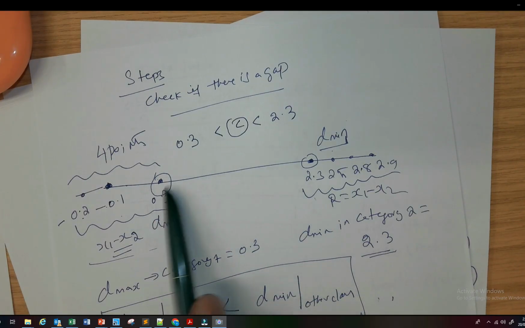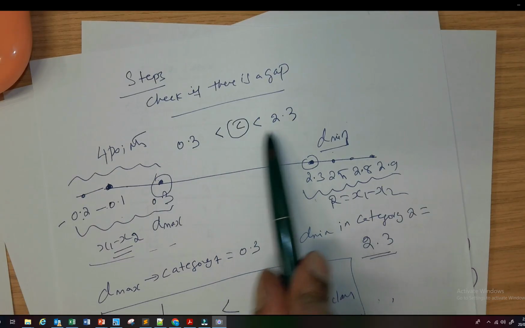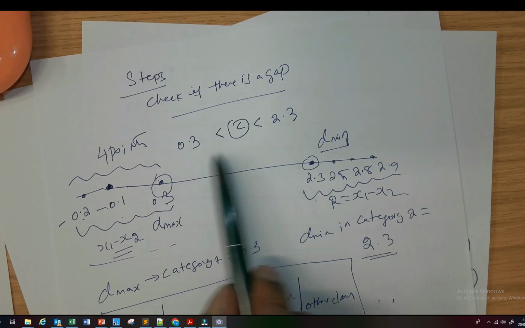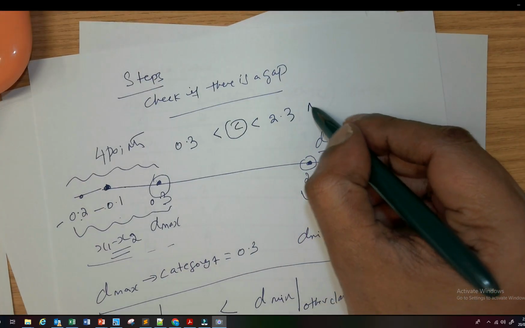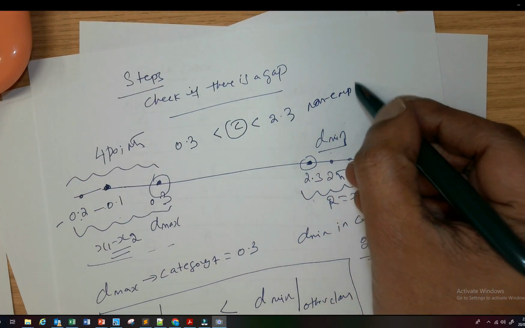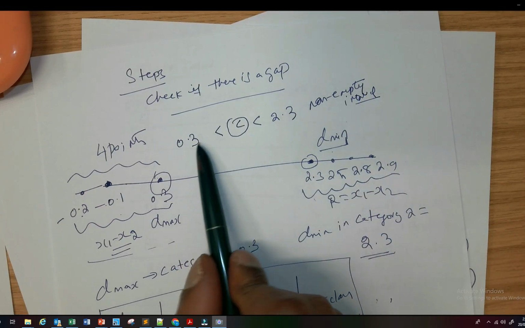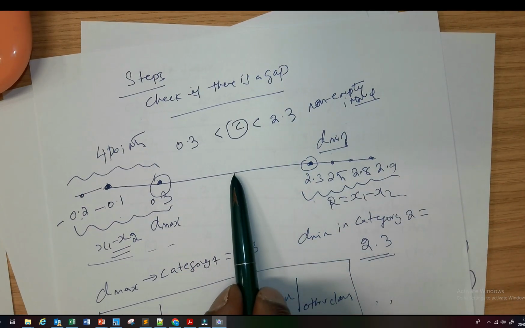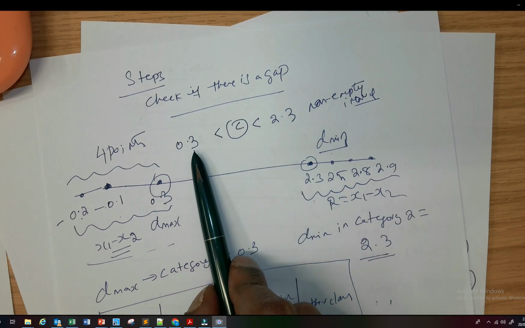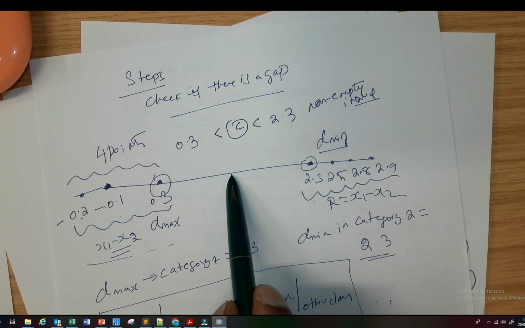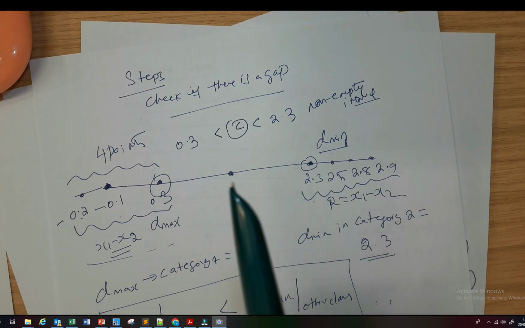So this is something they call a non-empty interval. There is a clear gap. If there exists a gap, in the language of mathematics, it's called a non-empty interval. That something exists between 0.3 and 2.3, and you can put a point anywhere in between. So we have to find the right point, the ideal location that separates category 1 from category 2.